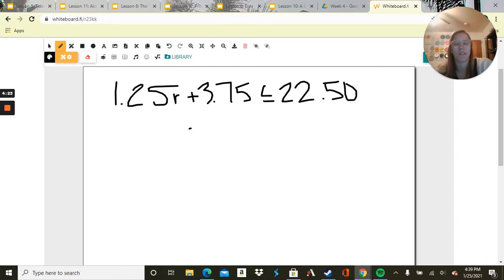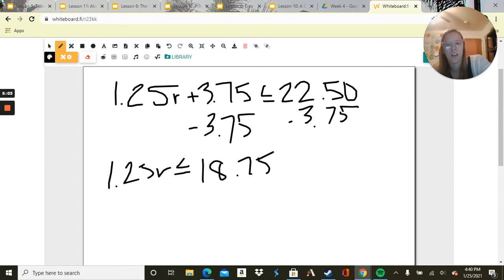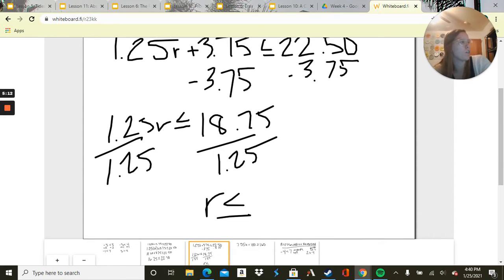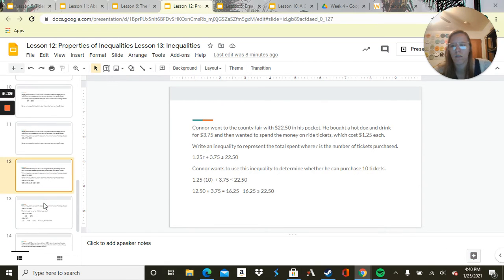Okay. So now he wants to find out the maximum number of tickets he can buy. So we're going to solve this inequality. So we subtract the 3.75. It's basically just like solving an equation, just a different sign. So subtract the 3.75 on both sides. So you get 1.25R is less than or equal to, I think that's 18. Just a second, let me double check on my problem here and make sure we're doing it correctly. That way I don't tell you incorrectly. Okay. 18.75. Okay, let me divide by 1.25 on both sides to get R, which is less than or equal to 15. So he can buy 15 or less tickets with his $22.50 that he's already spent the $3.75 on. Okay, and that's right here, 15 or less.